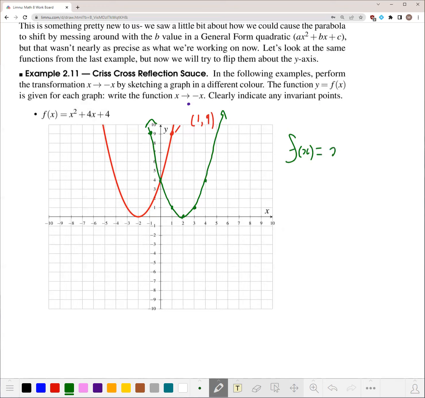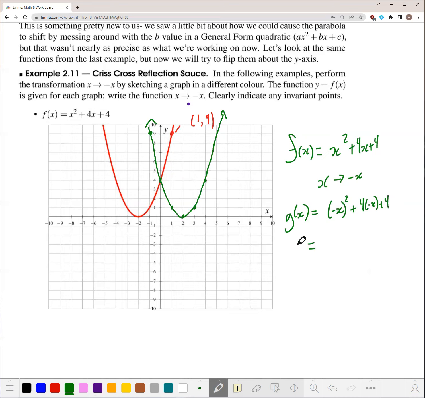If I've got f of x equals x squared plus 4x plus 4, and I perform the operation where I'm replacing x with negative x, our new function, let's call it g of x, is equal to (negative x) in brackets squared plus 4 times negative x plus 4. So we can't just apply a negative to everything and snap our fingers and be done. We actually have to put that negative x in as if it were a composition.